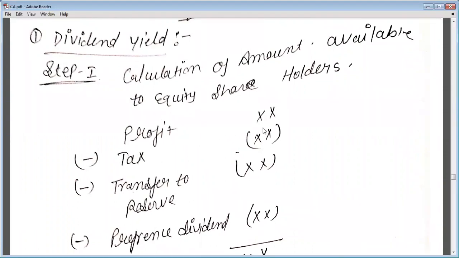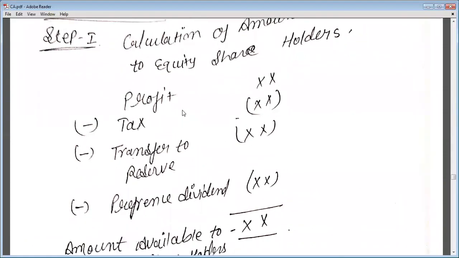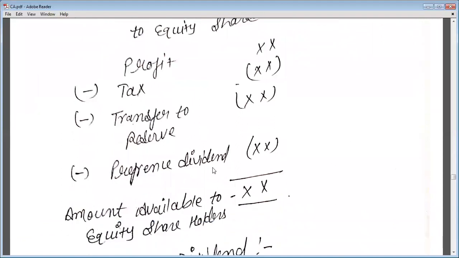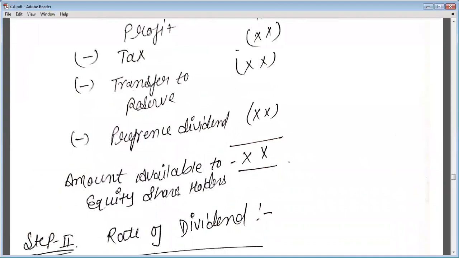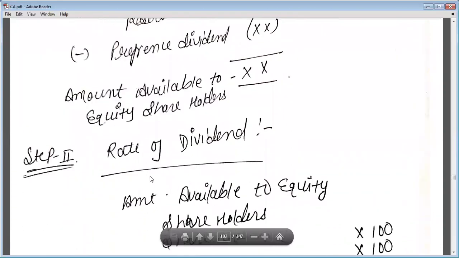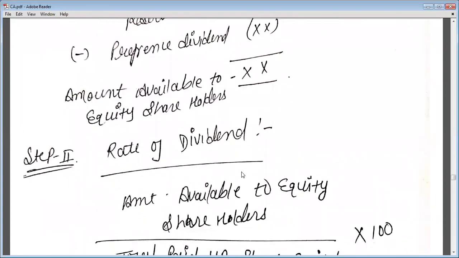First we will write the profit, then we will less the tax from the profit, then we will less the transfer to reserve. If we transfer any amount to reserve, then we will less that amount. Then we will less the preference dividend. The remaining resultant amount is called the amount available for equity shareholders. Then in step 2, we will calculate the rate of dividend.